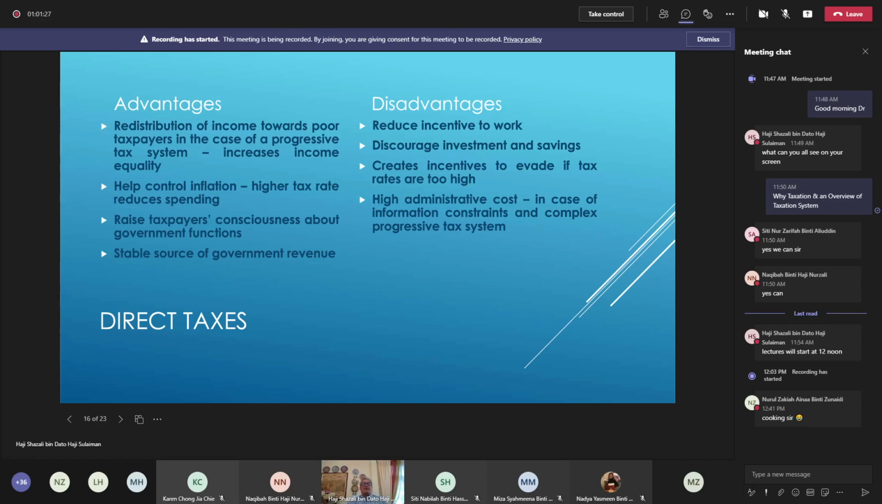Okay, so now we'll just look at the advantages and disadvantages of the different taxes. So direct tax, what are the advantages? Redistribution of income towards the poor taxpayers in the case of a progressive tax system, increases income equality, helps control inflation. Higher tax rate reduces spending at the higher level, because the more you spend at the higher level, then it increases prices of products.